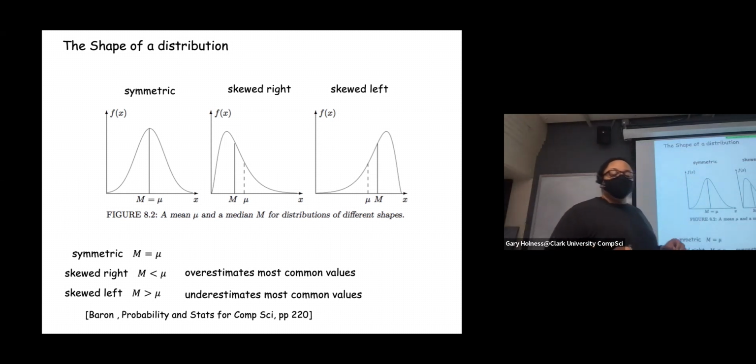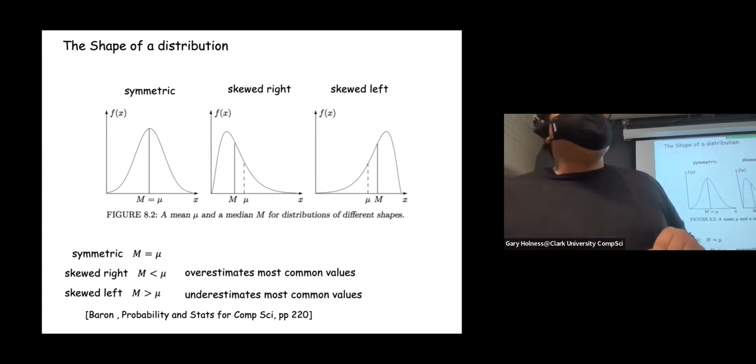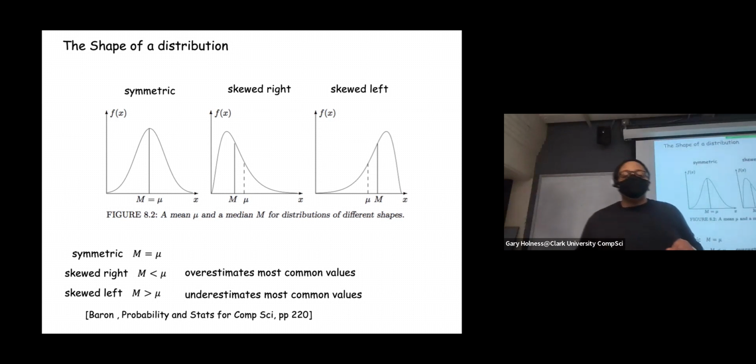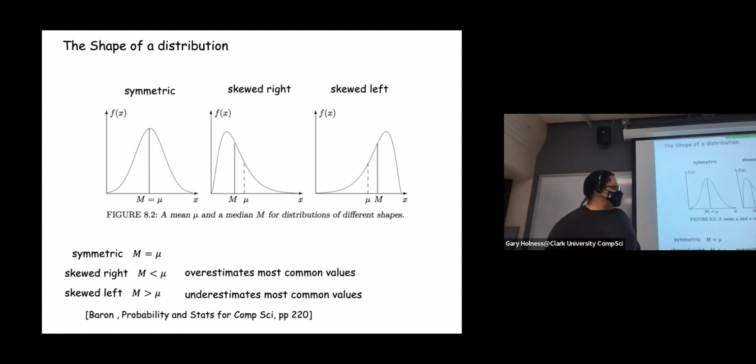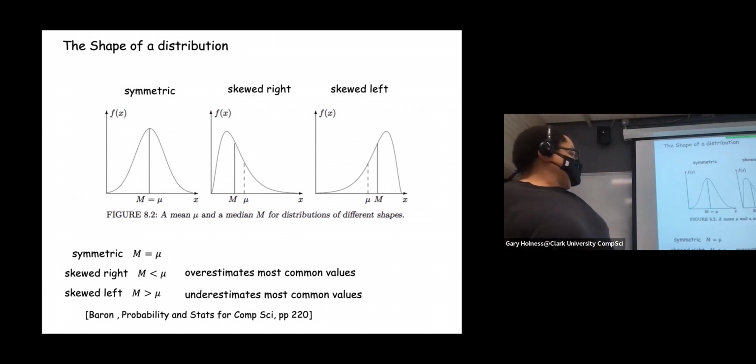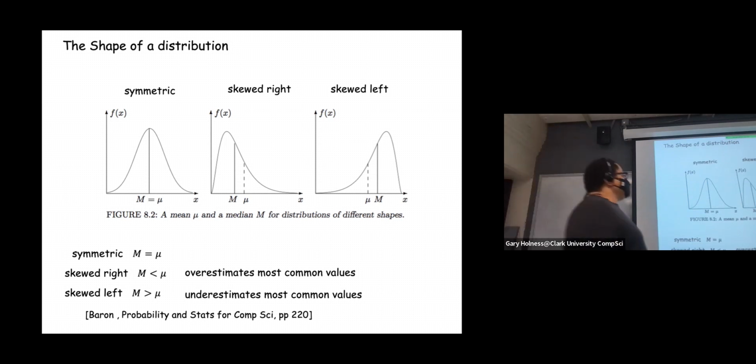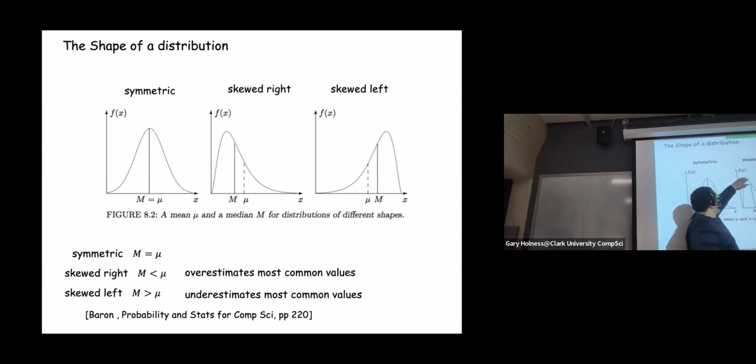Now, you have two pathologies that can occur. One is an overestimate and one is an underestimate of common values. And so here we have, in the center frame, the median is smaller than the mean. And what does that mean? No pun intended. It says that you're overestimating the most common values. Here, we see that the most common values are those associated with the largest probability. Those are the values in this region.